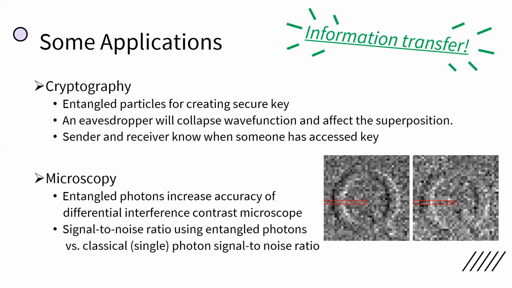secure key. Pictured on the right here, we have two images of a 17 nanometer high letter Q. The left side uses entangled photons in something called a differential interference contrast microscope. The right side used to be the best signal to noise ratio that we could get, but using quantum entangled particles, specifically photons, we could get that image on the left, which is more precise, with less noise.